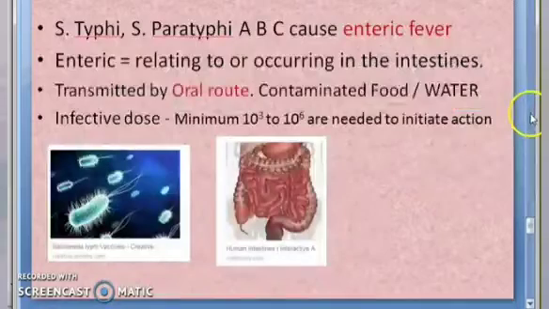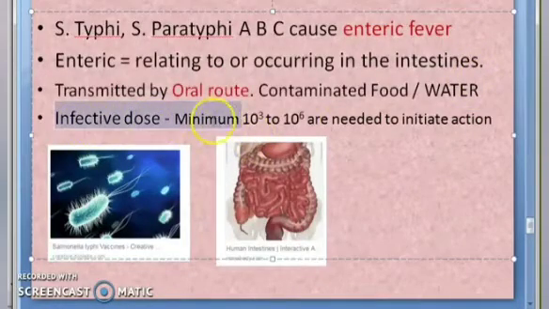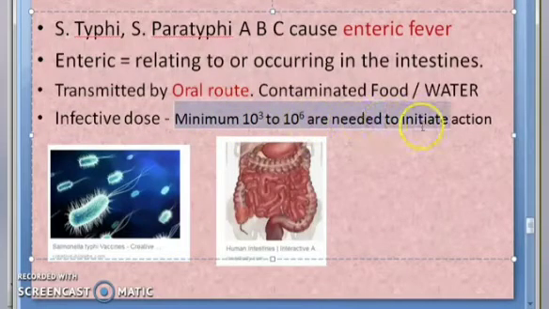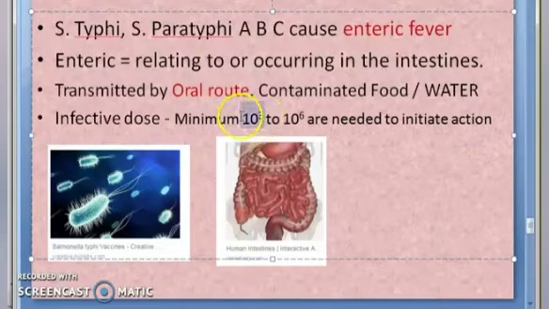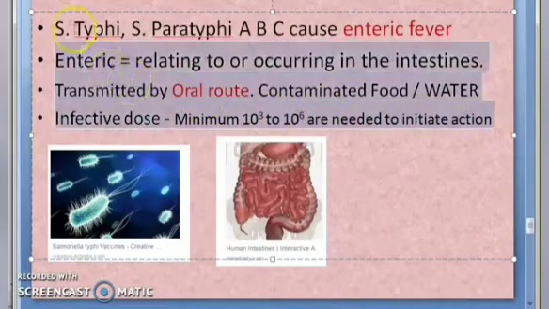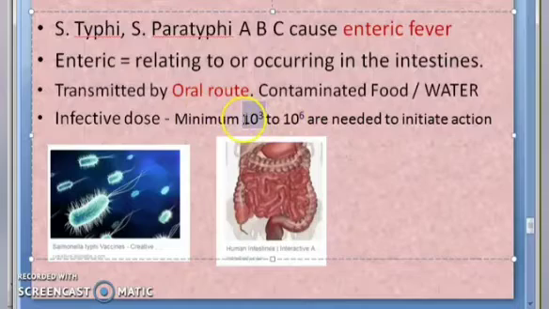Now one more thing I forgot in the previous slide here. Infective dose, minimum 10 power 3 to 10 power 6 are needed. Okay, so 10 power 3 means what? 1000. You need at least 1000 Salmonella bacteria to come into you. Okay, 10 power 6 is again 10 lakhs or something, I think. So just remember, at least 1000 bacteria should enter you.